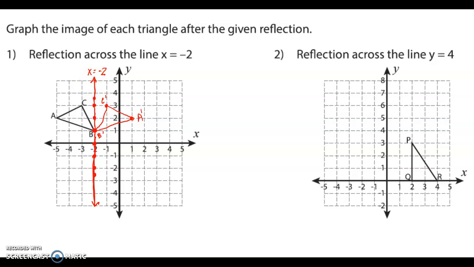So all we're doing, we're not changing how we reflect at all. We are only changing what we're reflecting over. We're not going to reflect over the x or y axis in this quadrant. Let's look at number 2. This one is asking us to reflect across the line where y equals 4.